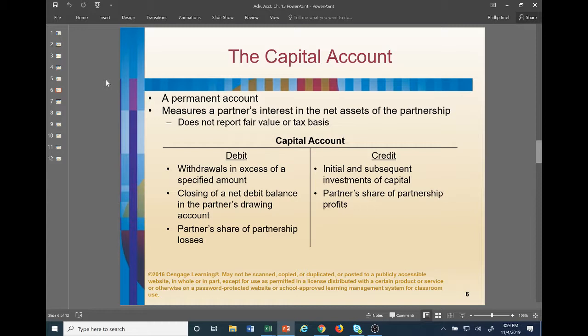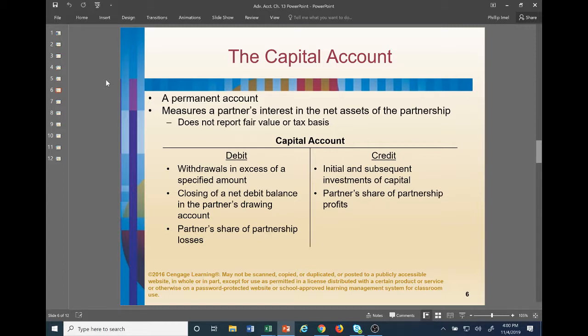Now, to summarize, the partner's capital account is debited and credited for the following transactions. So here we see the capital account. We have the debits on the left and the credits on the right. Some of the debits that we would expect to see in a capital account would be withdrawals in excess of a specified amount, closing of a net debit balance in the partner's drawing account, and the partner's share of partnership's losses. Some of the credits we would expect to see in a partnership's capital account are initial and subsequent investments of capital and the partner's share of partnership's profits.